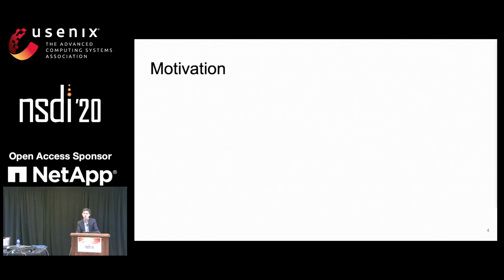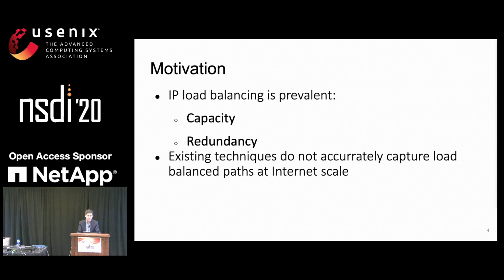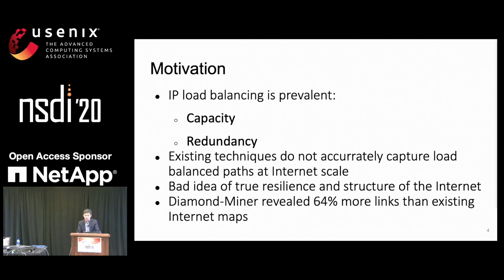So why is it important to capture these diamonds? Because nowadays IP load balancing is prevalent. It improves the capacity and the redundancy of internet paths. And existing techniques do not accurately capture load balanced paths at internet scale. This gives us a bad idea of the true resilience and the structure of the internet. To give you an order of magnitude, Diamond Miner revealed 64% more links than existing internet maps.